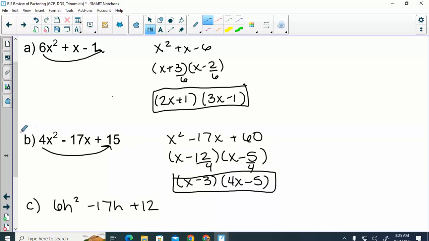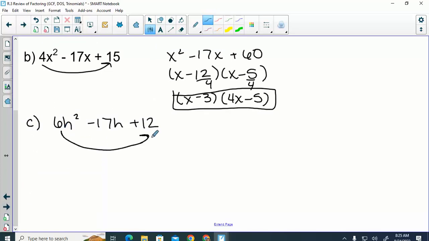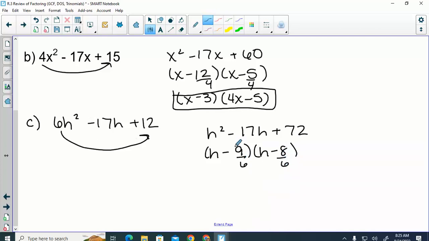And the last one. So h squared minus 17h plus 72. So that goes to h minus 9 and h minus 8. Divide by 6. So 9 over 6 reduces to 3 over 2. So 2h minus 3. 8 over 6 is 4/3. So 3h minus 4. Do we need any more practice, or are we good with this stuff?